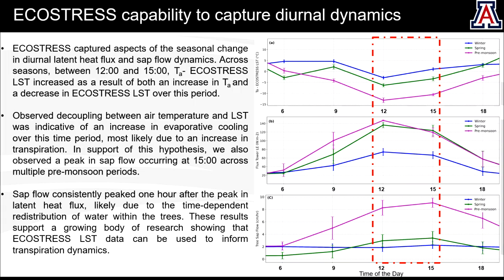Again, latent heat flux peaks about 12 p.m. in all seasons due to an increase in evaporative cooling over this time period, resulting from decoupling between air temperature and canopy temperature. However, sap flow, as an index of transpiration, peaks at 3 p.m. in all seasons because of time-dependent redistribution of water within the trees. These results support a growing body of research showing that ECOSTRESS LST data can be used to inform transpiration dynamics.